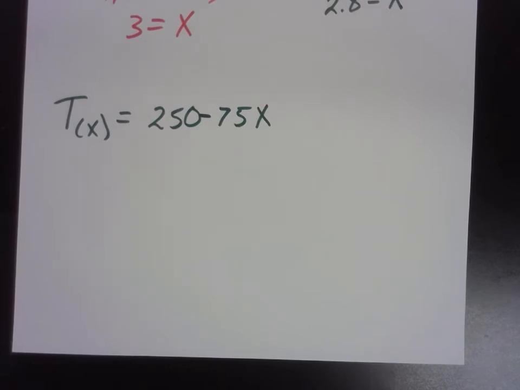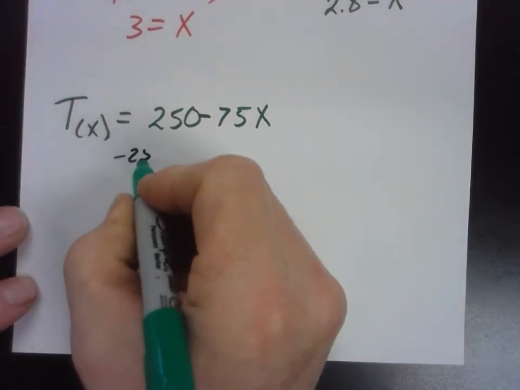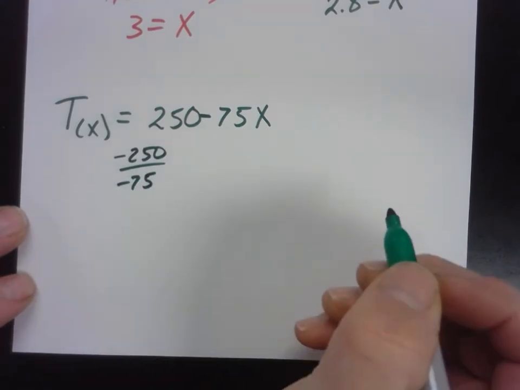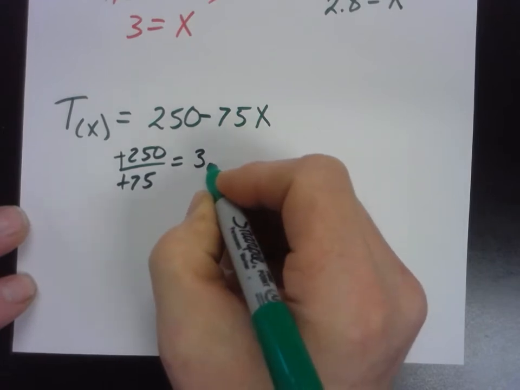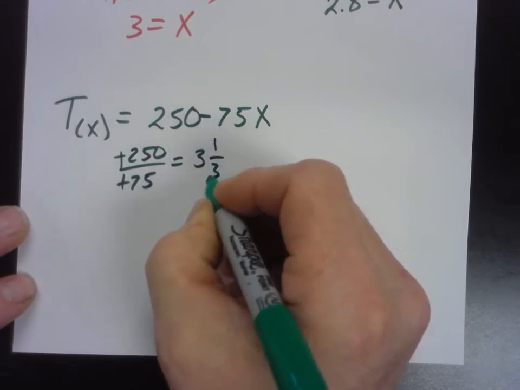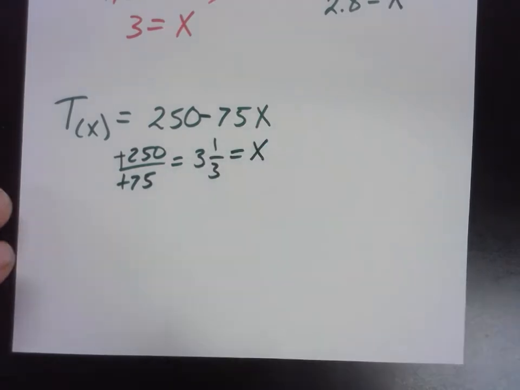How long does it take? Who has an answer? What do you got? Dustin, what do you got? Well, I didn't have a calculator to divide, but I got 250 over negative 75. Okay, so you got negative 250 over negative 75, whatever that is. Okay. What do you got? 3.33333. Can I just say it and a third? Would that be okay with you guys? 3 1/3 hours.